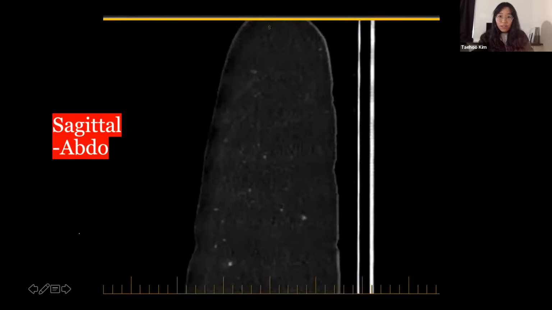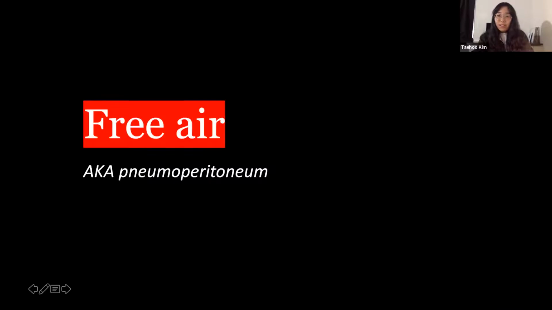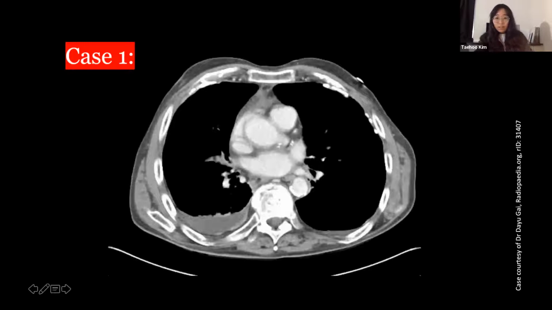Now that you saw the normal CT, let's talk about pneumoperitoneum. There are different causes of pneumoperitoneum. Most often we think about bowel perforation. So let's take a look at a bowel perforation. This is case number 1.